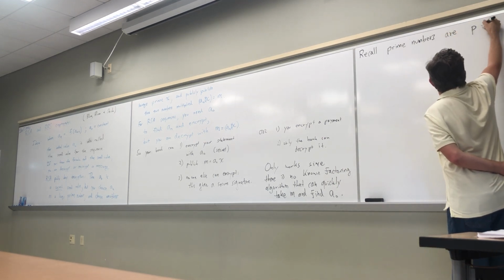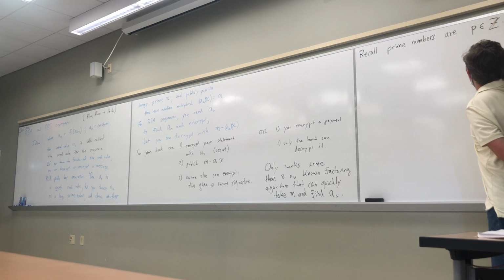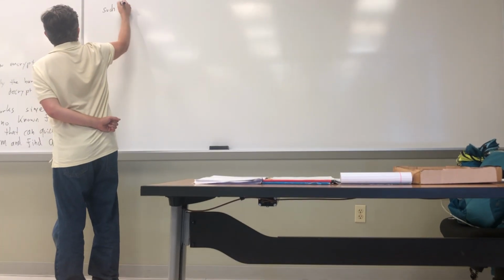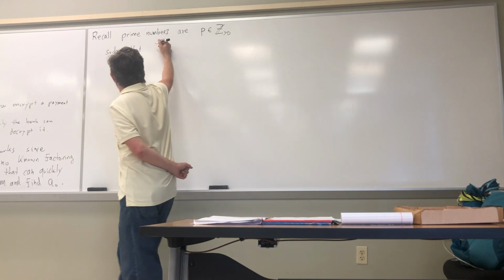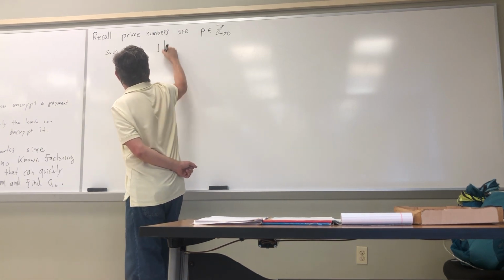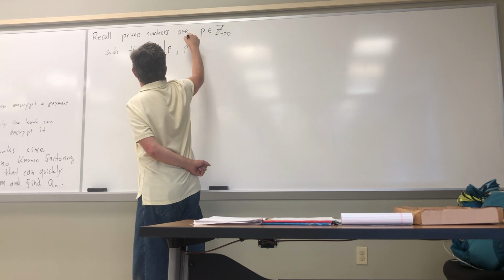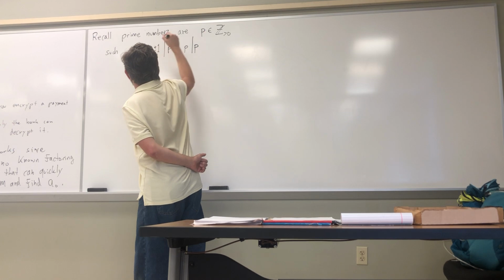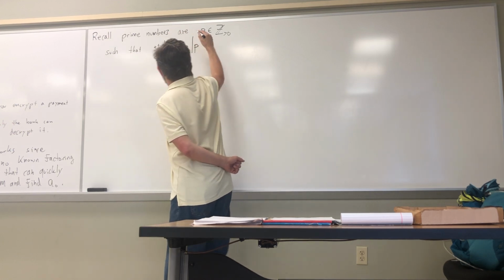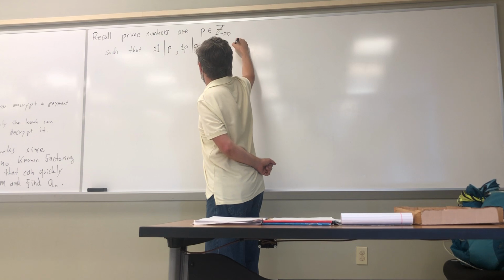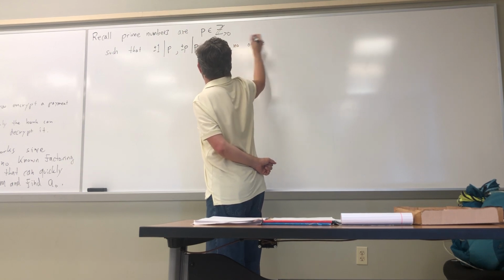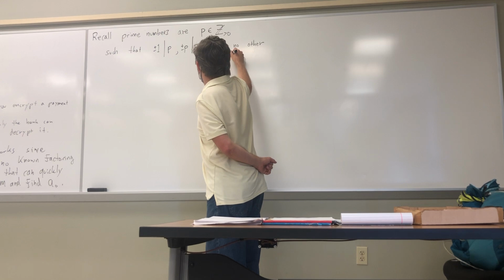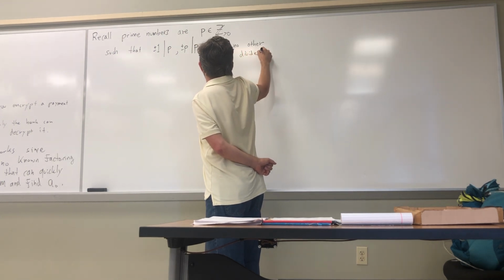So it's P, typically just positive. We don't worry about negative numbers. And they're all the ones such that 1 always divides P, and P always divides P. And also negative 1, so plus or minus 1 divides P, plus or minus P divides P, but no other integer divides P.